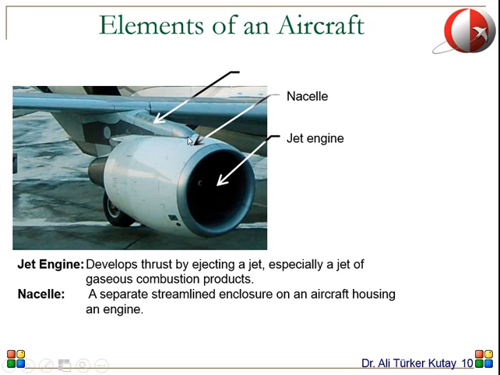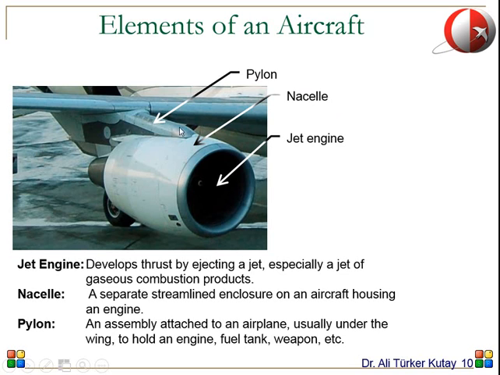This shape is called the nacelle. You have the engine which is inside here, and the nacelle is the structural part that holds the engine. So it's this circular structure. The engine is inside that part, and then this part is called the pylon, and the pylon is the part which attaches the nacelle to the wing of an airplane. Okay.